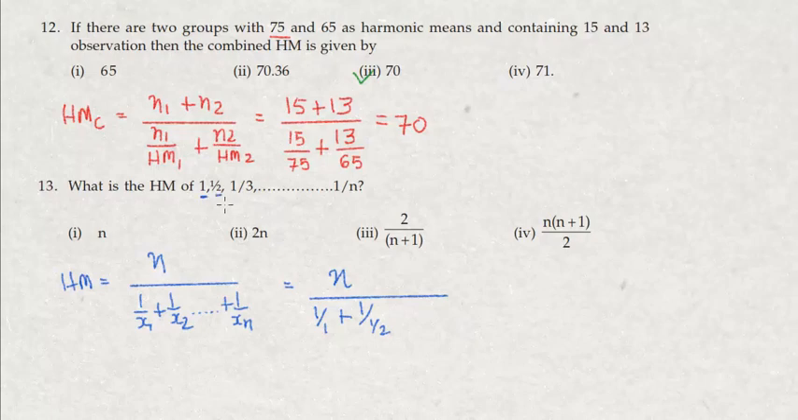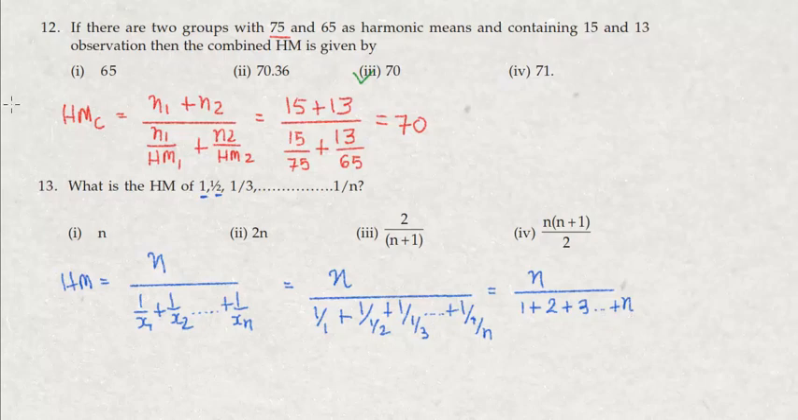1 by 2 is our second observation here, plus 1 divided by 1 by 3, and all the way up to 1 divided by 1 by n. Pretty interesting question it is. So we can easily say it is n divided by 1 plus the reciprocal of 1 by 2, which is 2, plus the reciprocal of 1 by 3, which is 3, and all the way up to n.